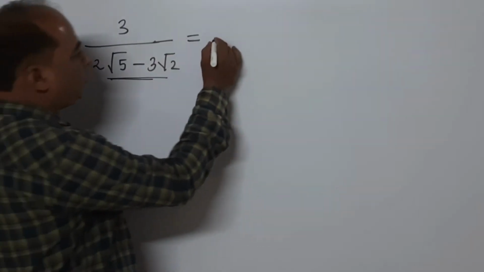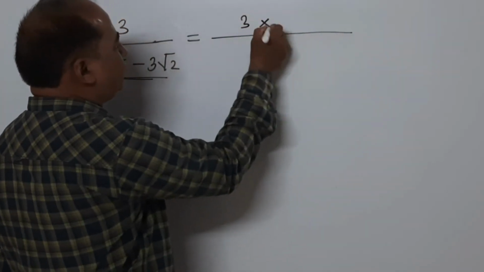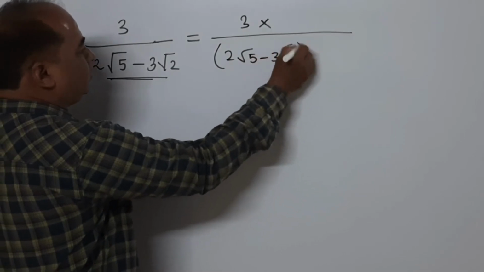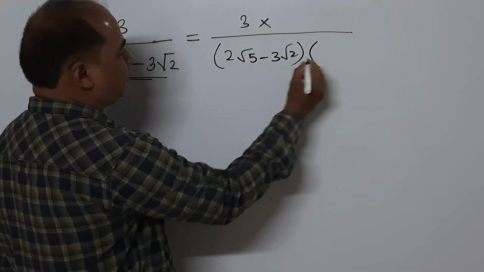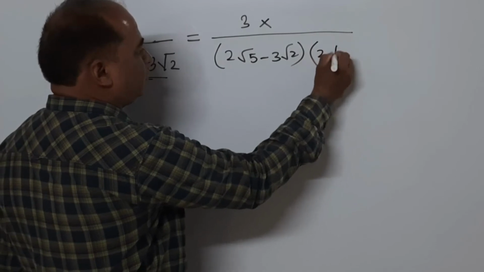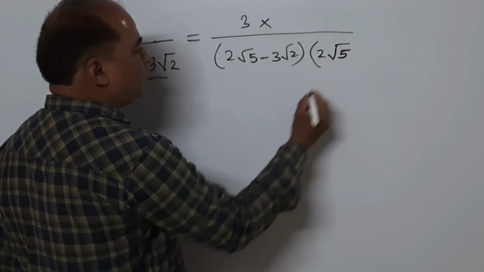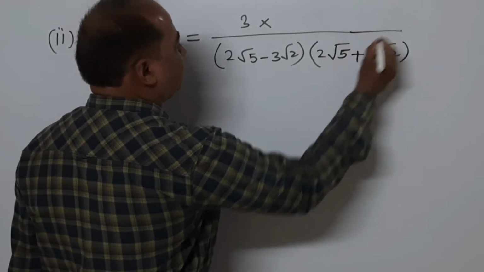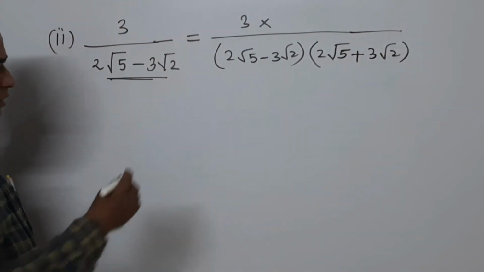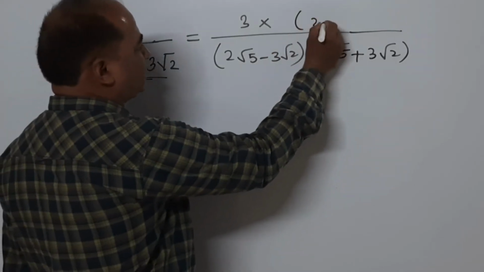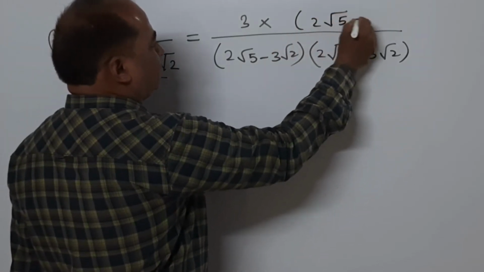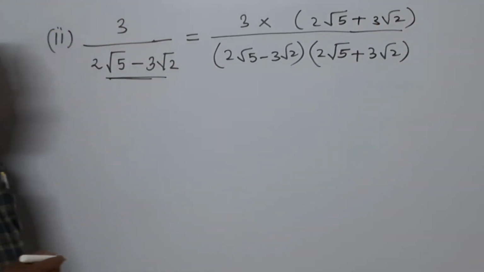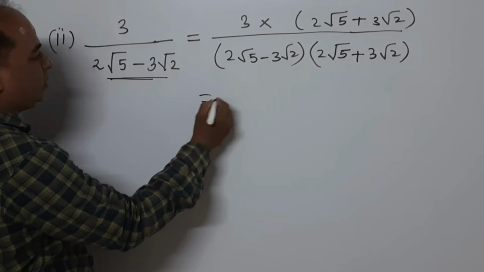So we will multiply both numerator and denominator by 2 root 5 plus 3 root 2, which is the conjugate of the denominator 2 root 5 minus 3 root 2. We will multiply denominator as well as numerator by the same term. Now we will simplify.